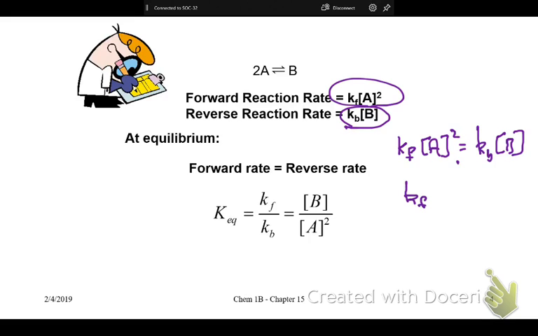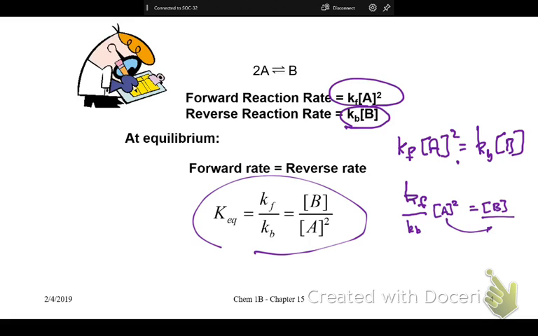I'm going to say K_F over K_B is equal to, that's a weird K, sorry, it hiccuped on me, K_F over K_B times A squared equals concentration of B. And then I divide through by this, and then I get to this point here. Again, if I look at the forward rate over the reverse rate, I get a combination of products. This is product over reactant.